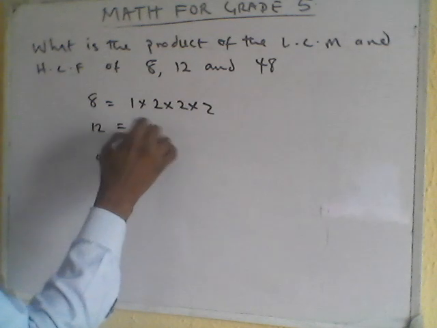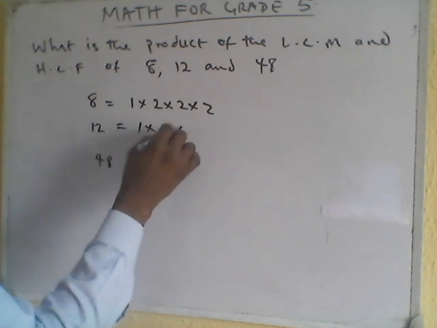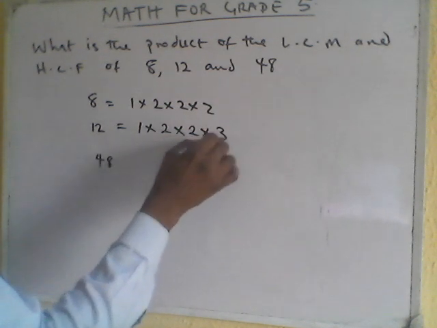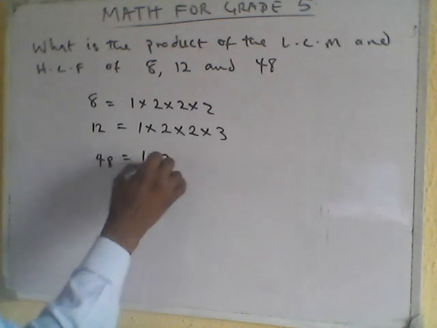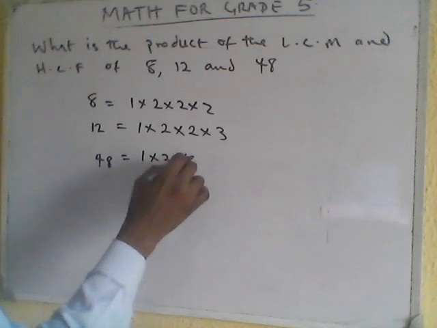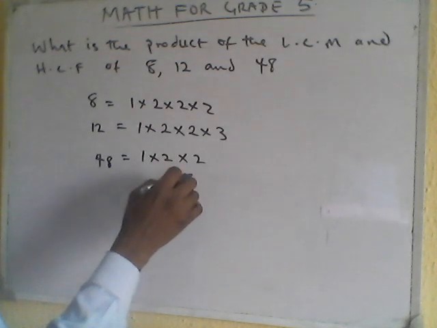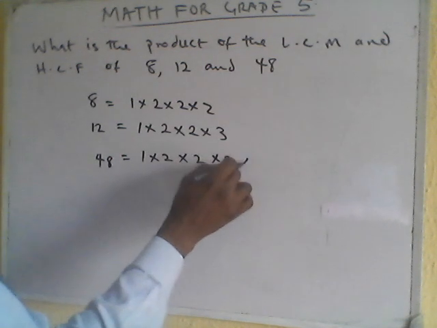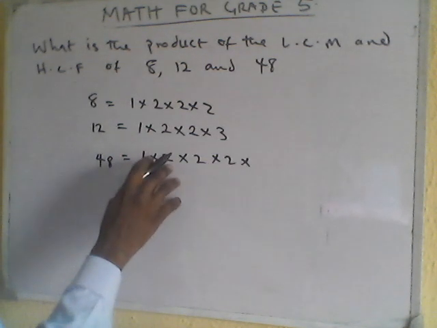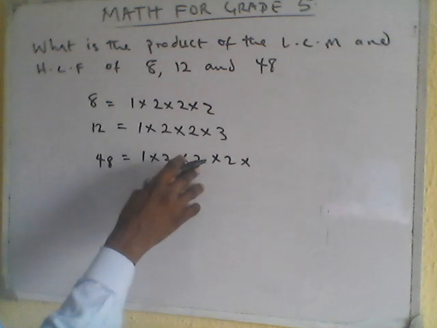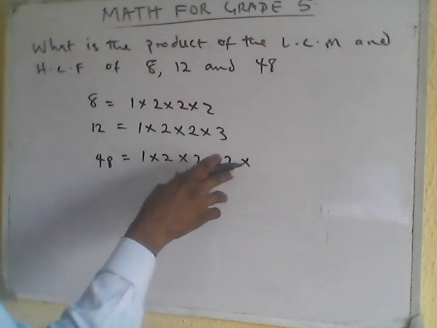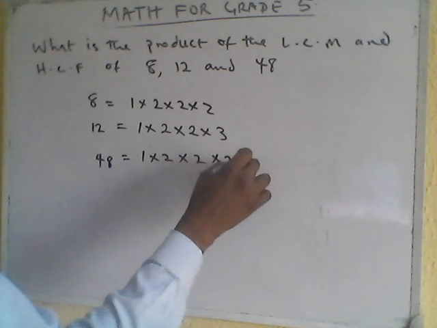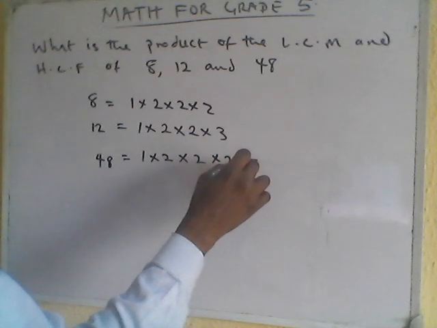So this is 1 times 2 times 2 times 3. And this is 1 times 2 times 2 times 2 times 1 times 2 is 2, 2 times 2 is 4, 4 times 2 is 8, 8 times 2 is 16.